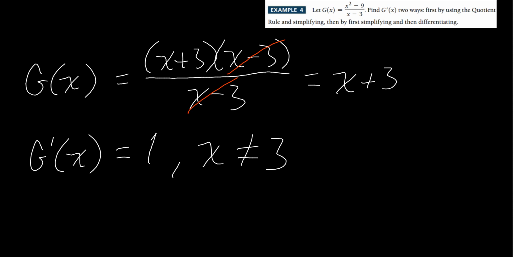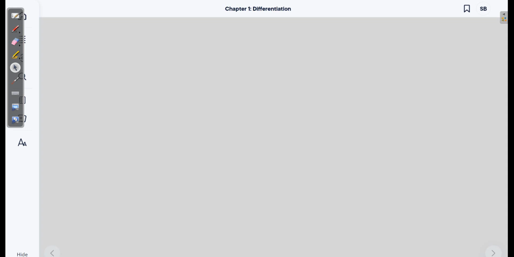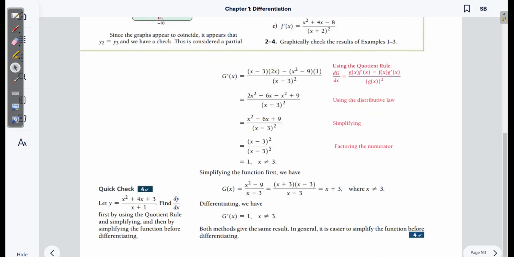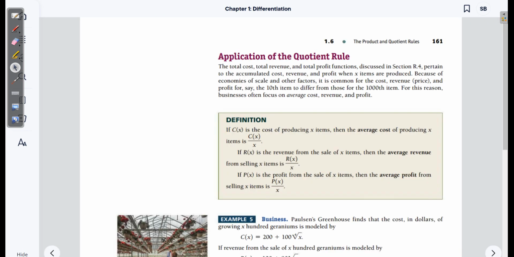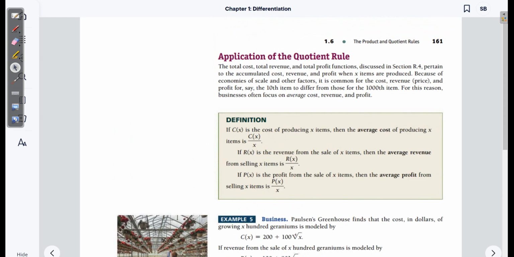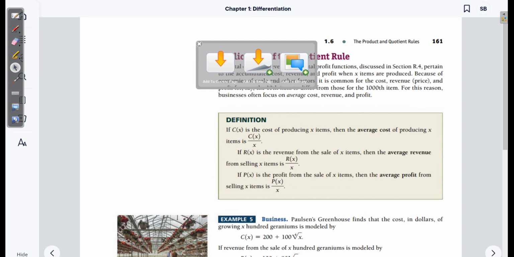That's just the way it is, just way simpler. Yeah, okay. It's just calculator work. All right, so the application of the quotient rule. This kind of is an okay application of it, but I want to kind of shift gears on this particular example real quickly.